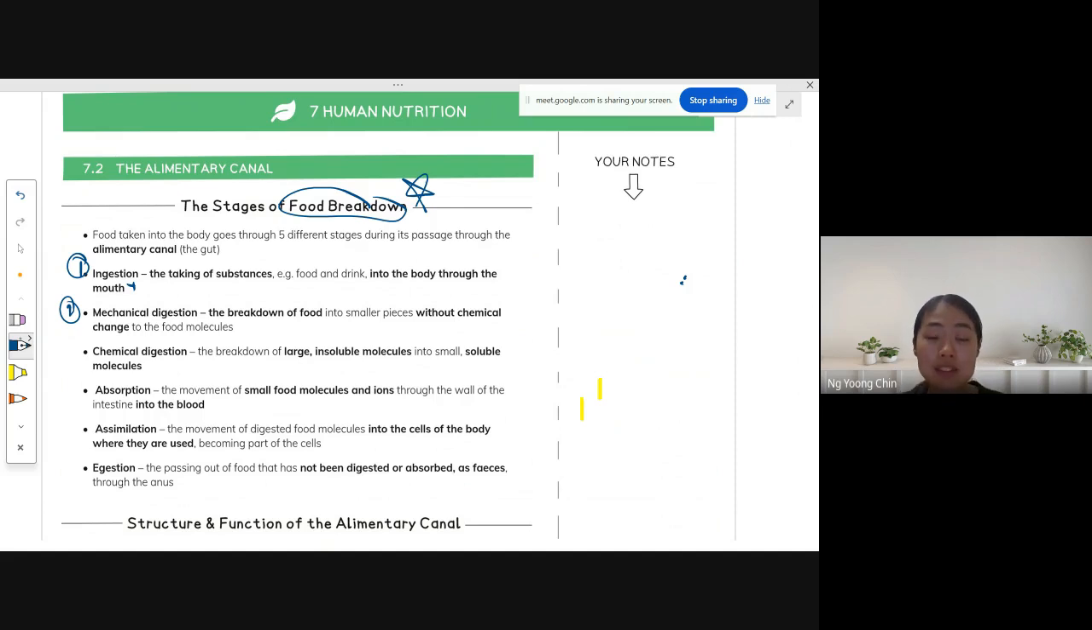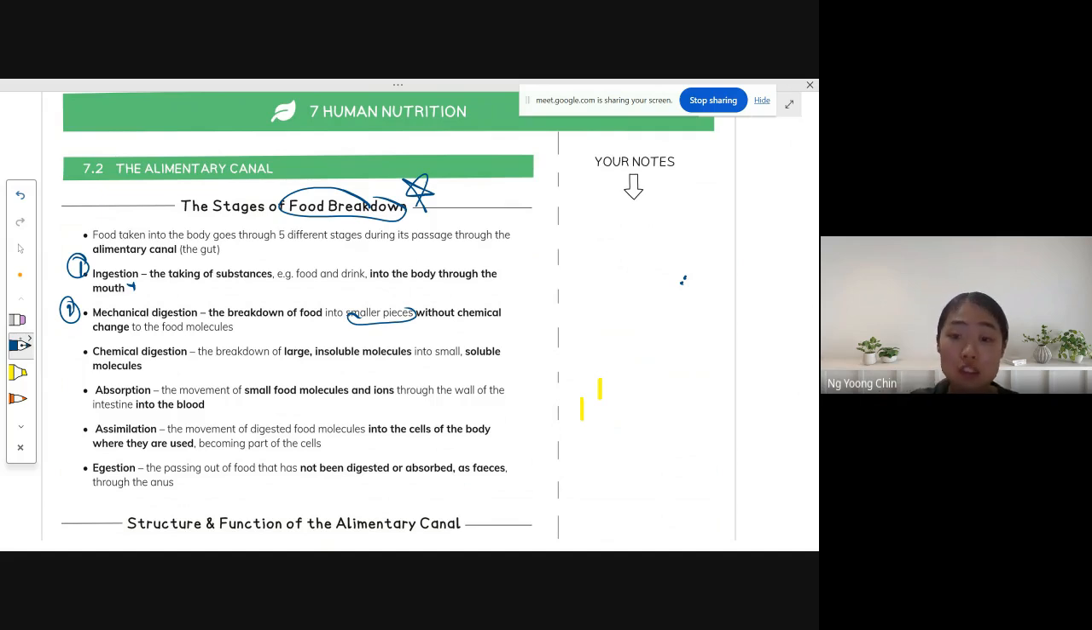Mechanical digestion means that it helps to break down the food into smaller pieces. Because initially there will be large food particles, right? Mechanical digestion helps to break them down into small food particles without any chemical change to the food molecule. You just physically break down from the large size to the small size, physically, not chemically. Because chemically means that you are converting the structure of the food molecule.